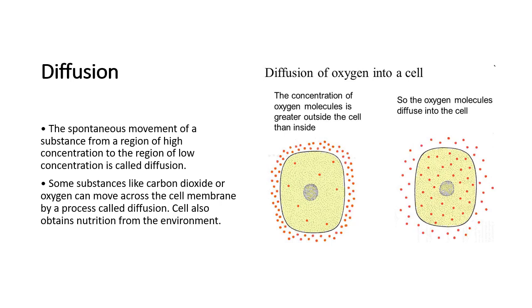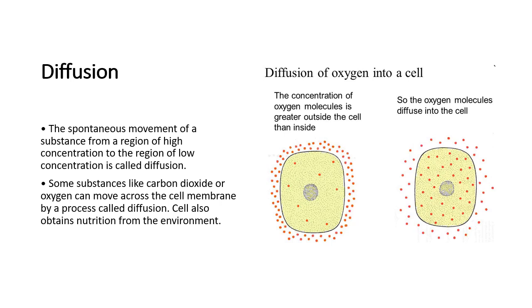How do substances move out of the cell? We'll see now. Some substances like carbon dioxide or oxygen can move across the cell membrane by the process called diffusion. Right? So, we'll see the exact definition of the process. The spontaneous movement of a substance from a region of high concentration to a region of low concentration is called diffusion.